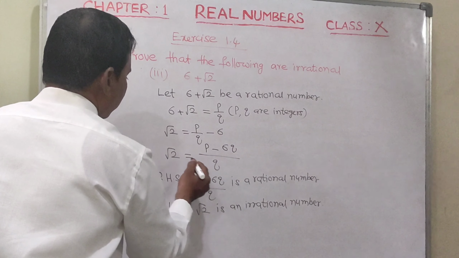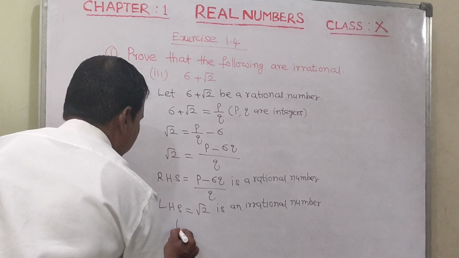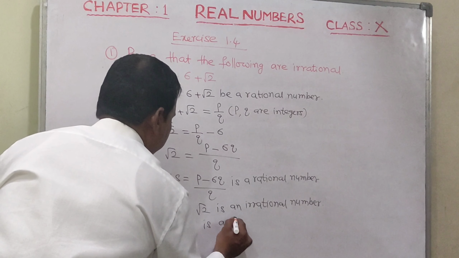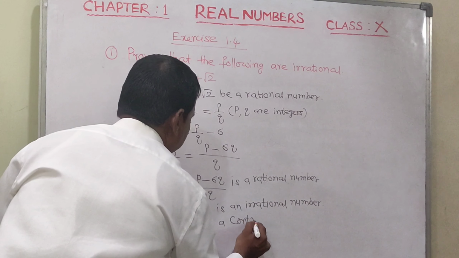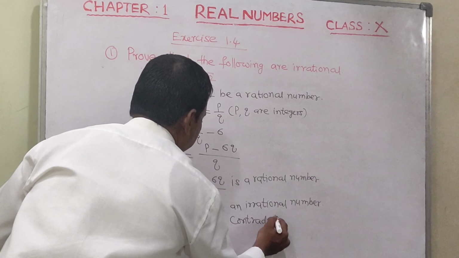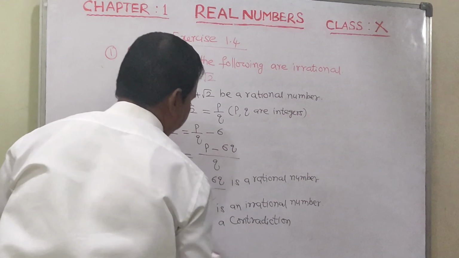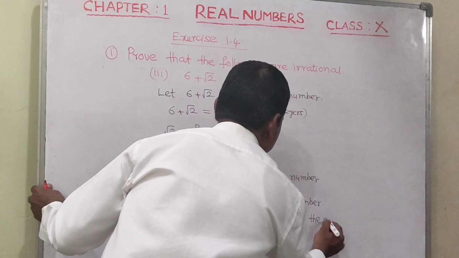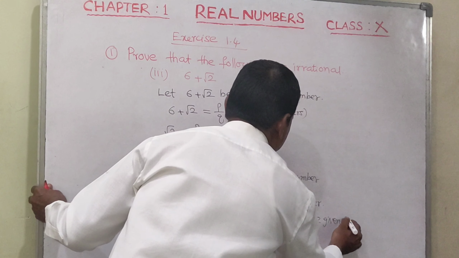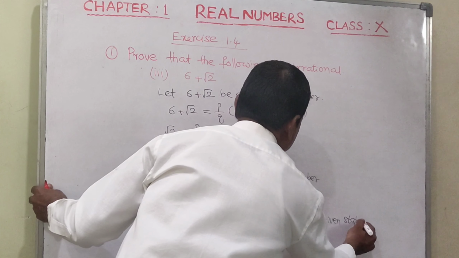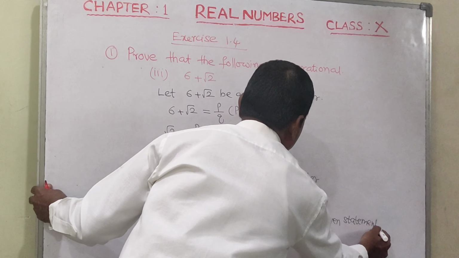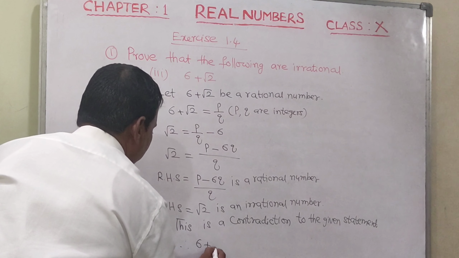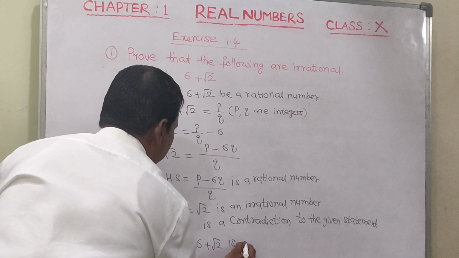A rational number cannot be equal to an irrational number. Therefore, this is a contradiction. This is a contradiction to the given statement. So, what do we have to write? Therefore, 6 plus root 2 is an irrational number.